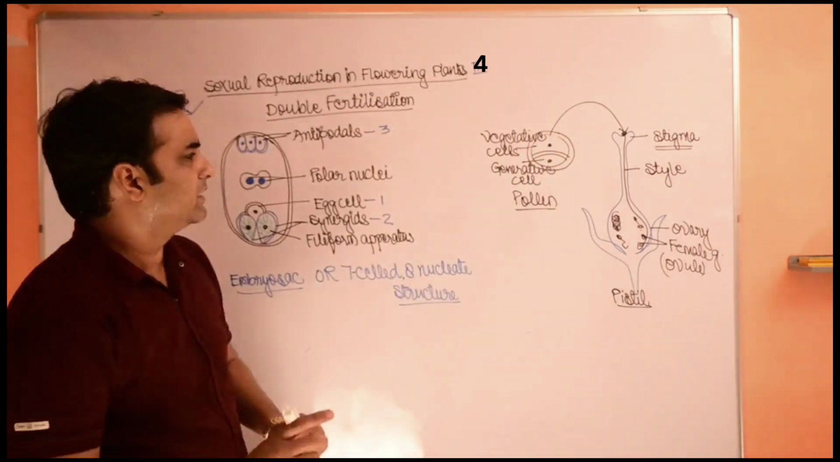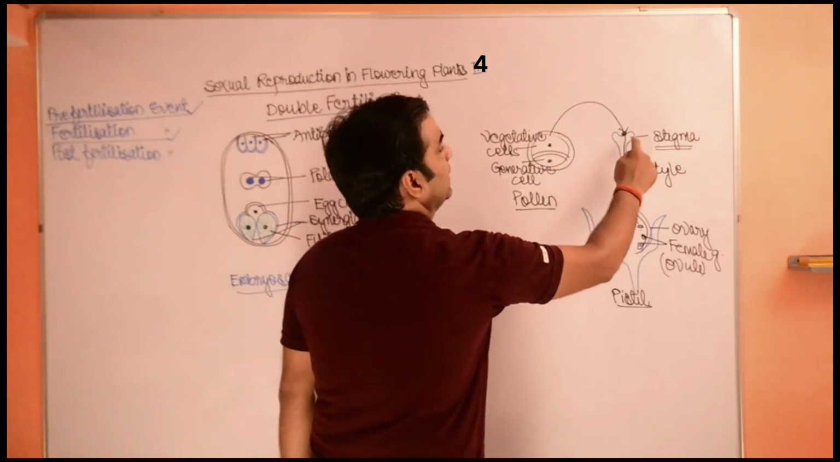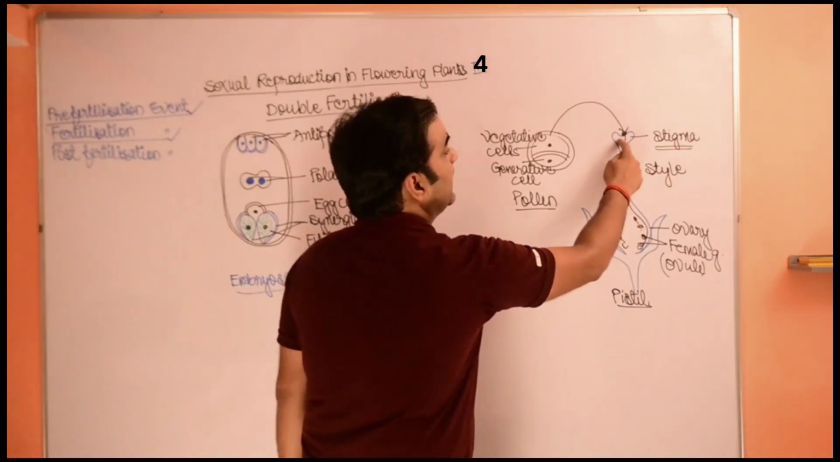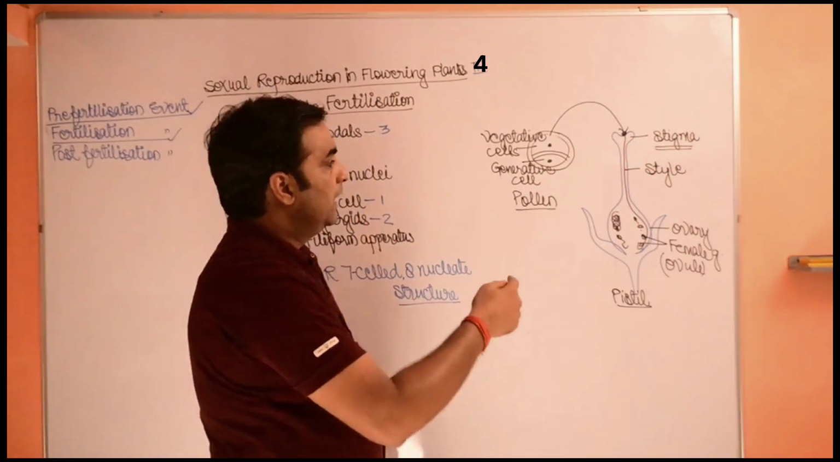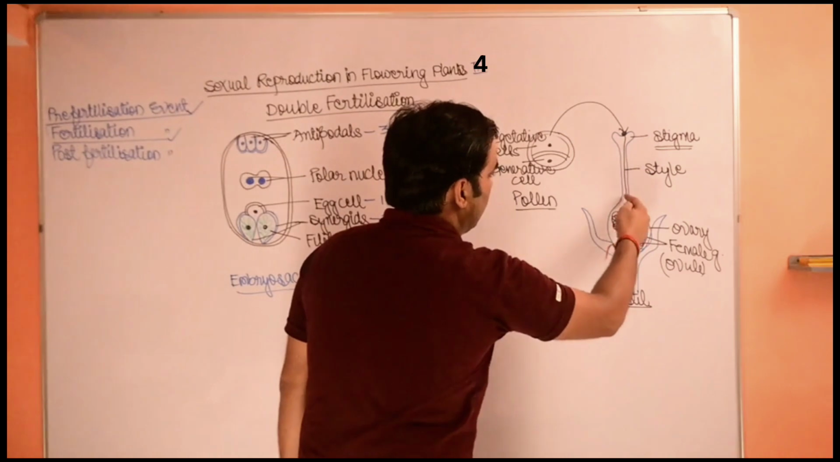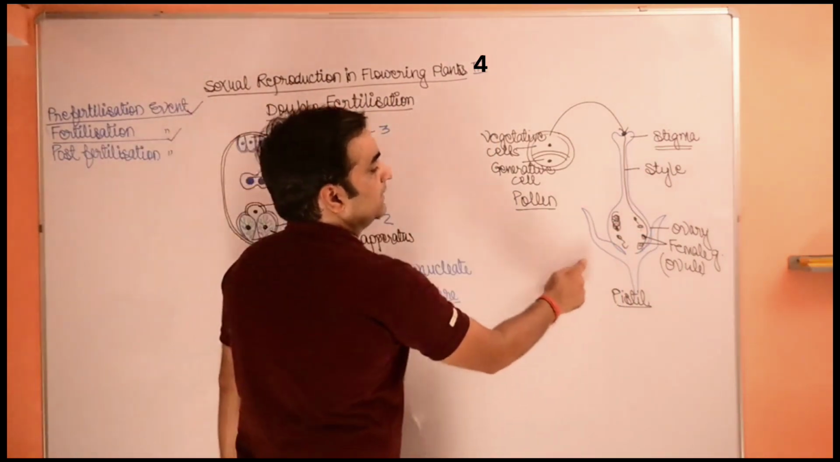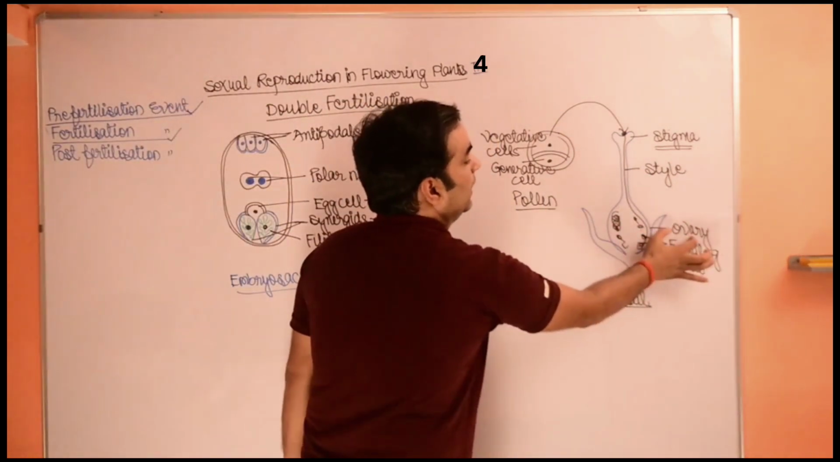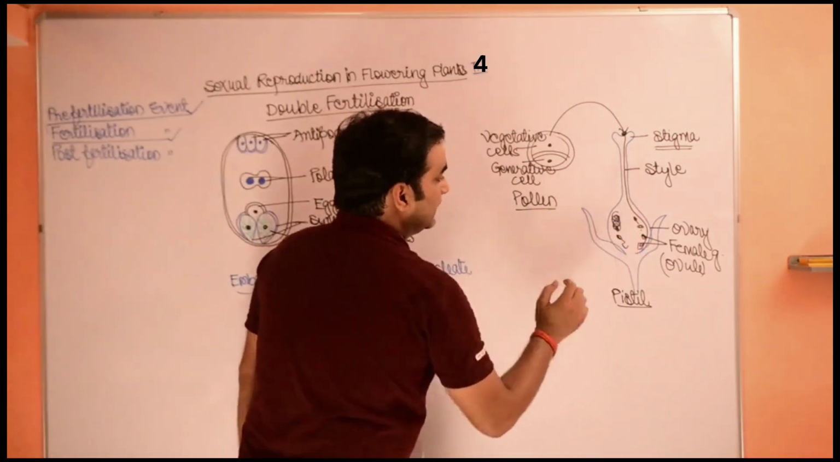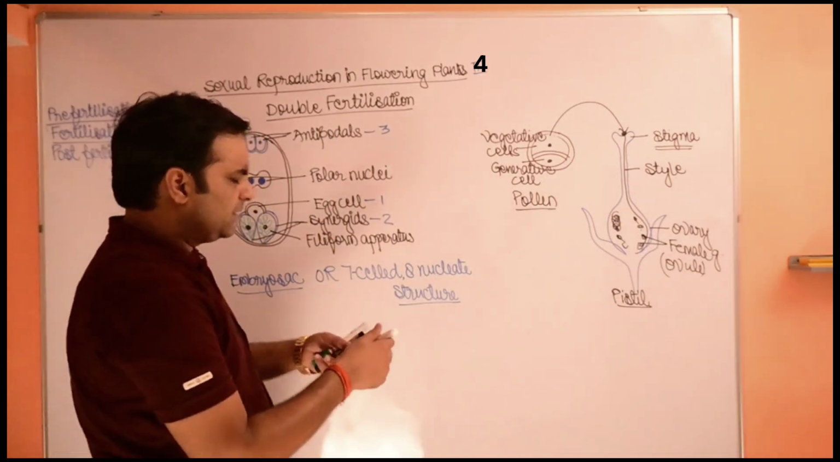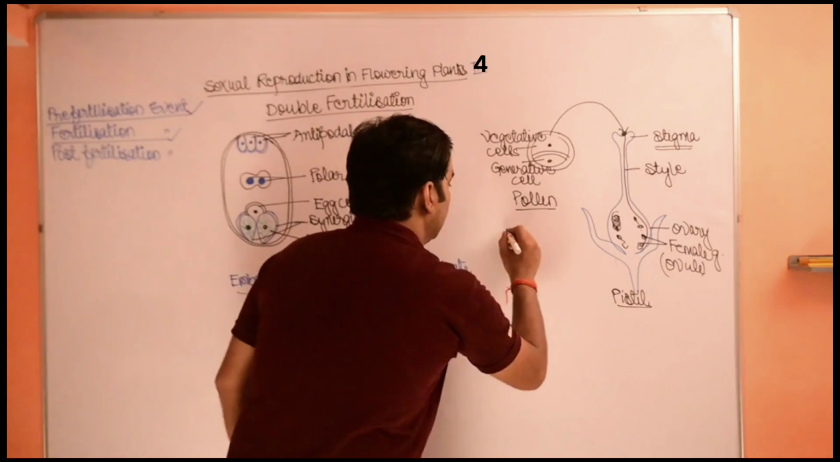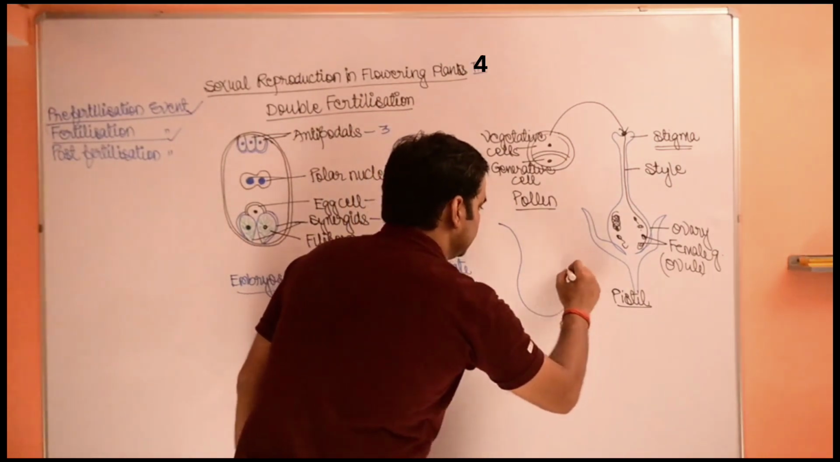Now what happens if a pollen strikes the stigma? It makes a pollen tube, and the pollen tube goes down towards the embryo sac present inside the ovule in the ovary. So ovules are there. Let me draw once again the structure of the ovule for your better understanding.